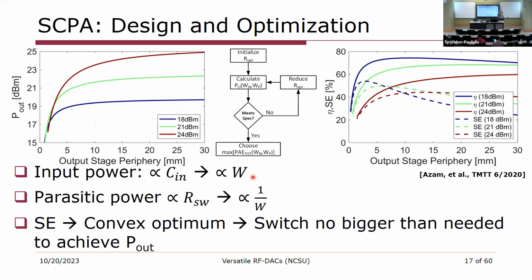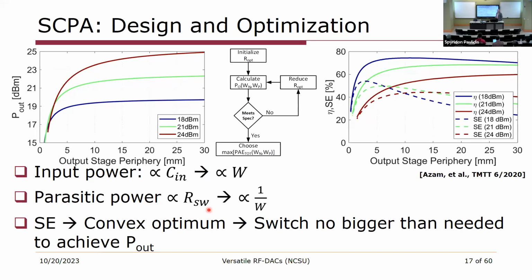This is C VDD squared F. So as the capacitance increases, the input power increases. And we have power that's proportional to the switch's resistance, which is inversely proportional to width.